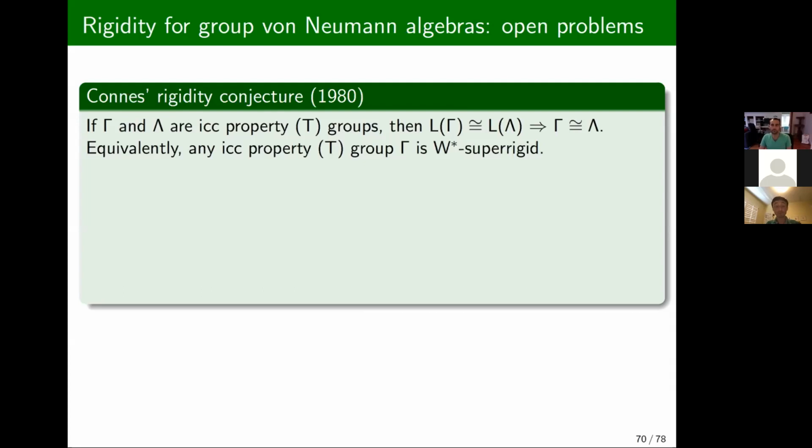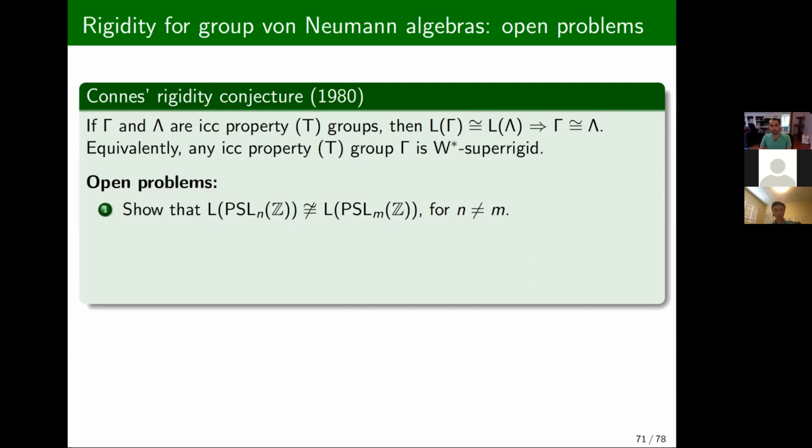So this is a wide open conjecture. We know very little about it. And I should mention two sub-problems here that are open. So first is an outstanding open problem asking to prove that if you look at SL_n(Z), and I'm taking here PSL_n(Z) to get an ICC group, but if you look at PSL_n(Z) with n and m at least 3 and different, then the problem is to show that PSL_n(Z) and PSL_m(Z) give you non-isomorphic von Neumann algebras. And this is still open.